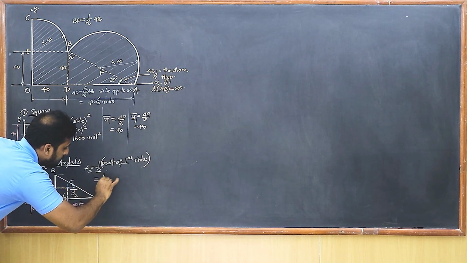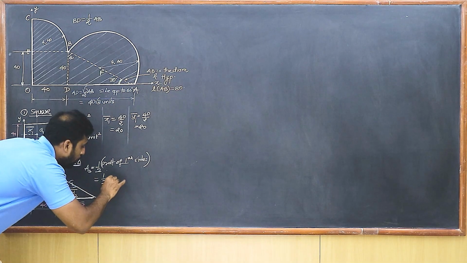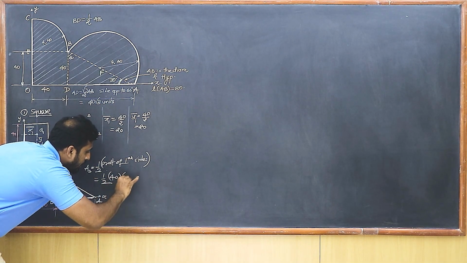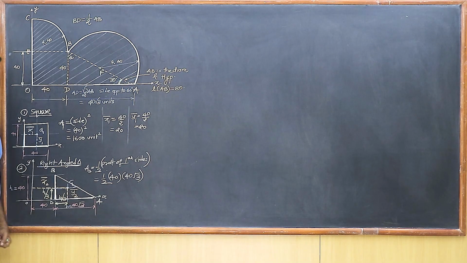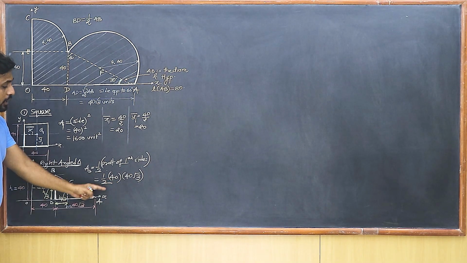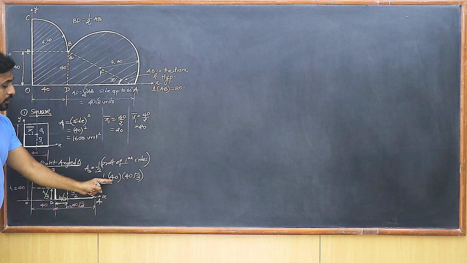So the perpendicular sides are what here? It is 40 root 3 and 40. So I write 1 upon 2, 40 into 40 root 3. So you can cancel this 40 and 2. So that's 80, isn't it? So 80 into 40, 2 into, this is 20.